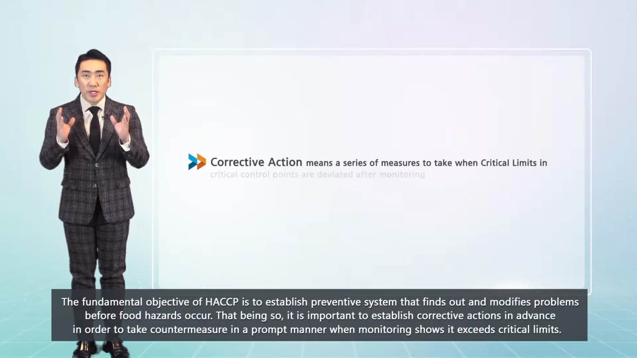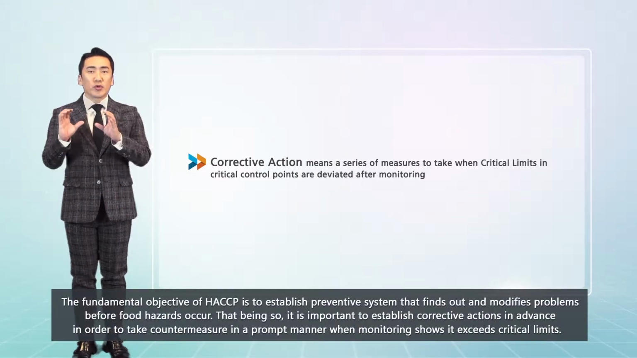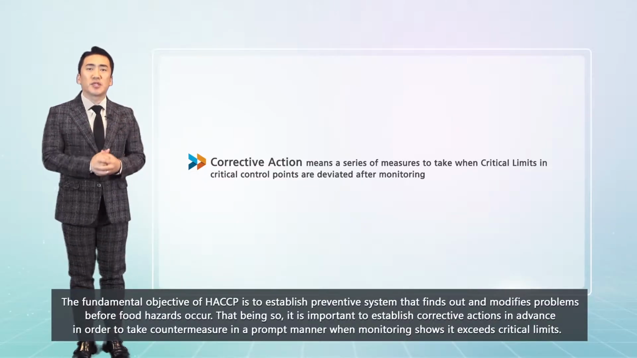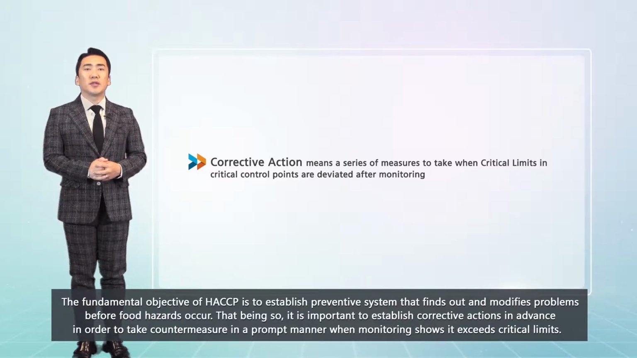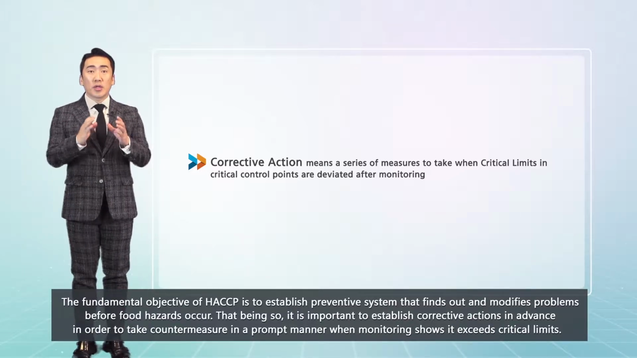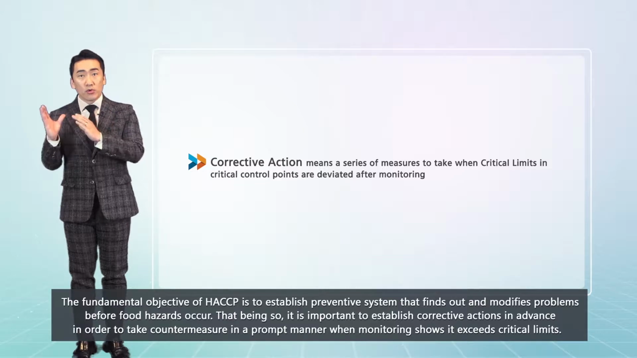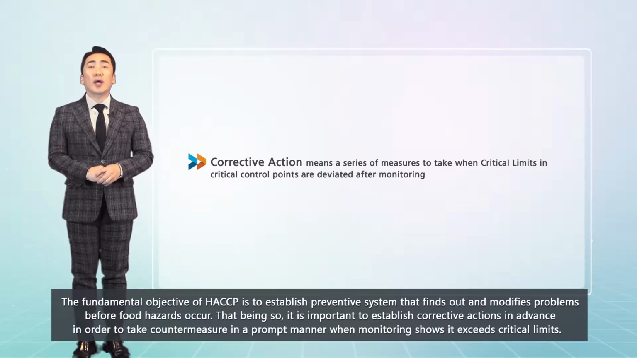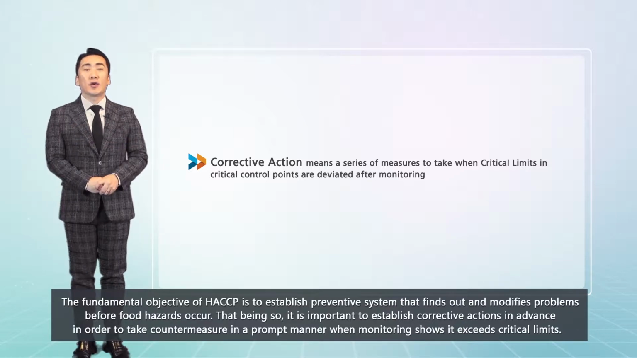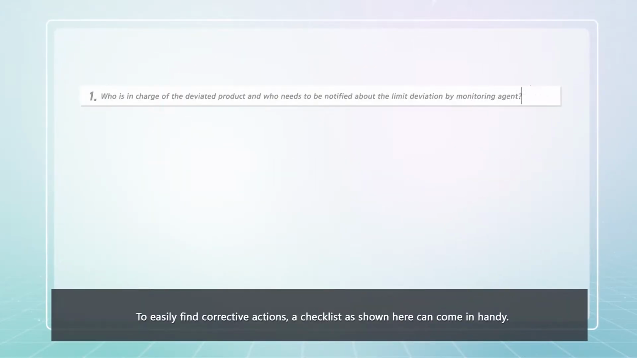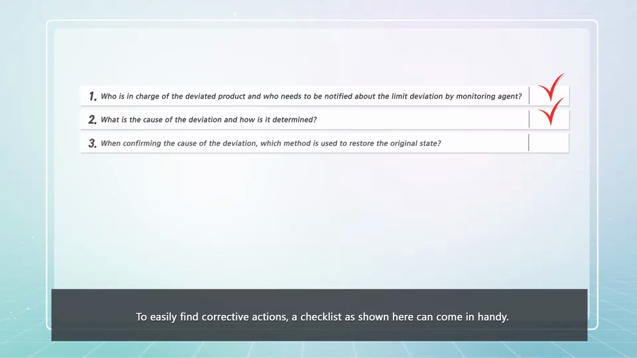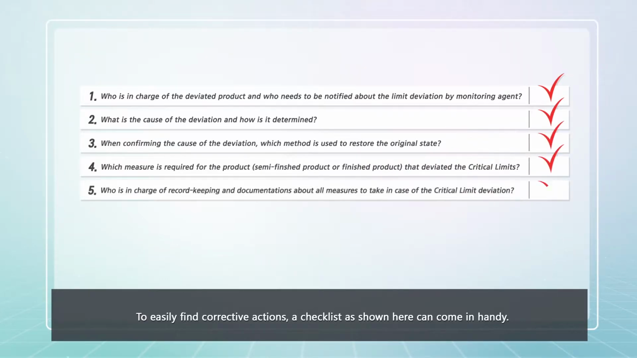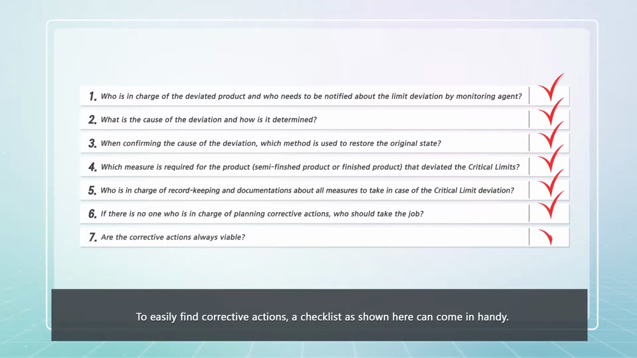The fundamental objective of HACCP is to establish a preventative system that finds out and modifies problems before food hazards occur. That being so, it is important to establish corrective actions in advance in order to take countermeasures in a prompt manner when monitoring shows it exceeds critical limits. To easily find corrective actions, a checklist, as shown here, can come in handy.